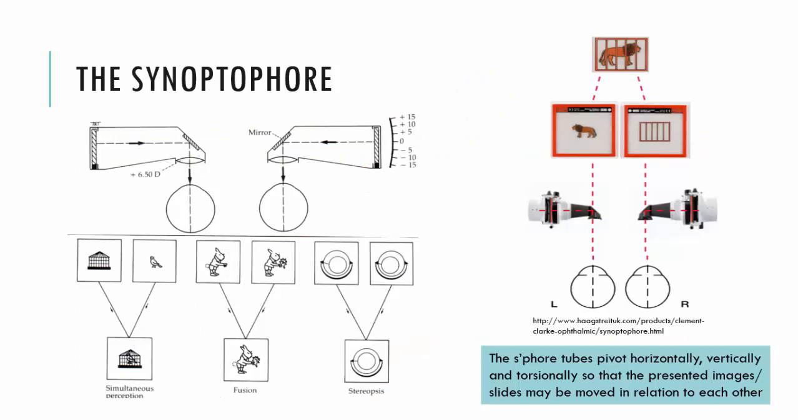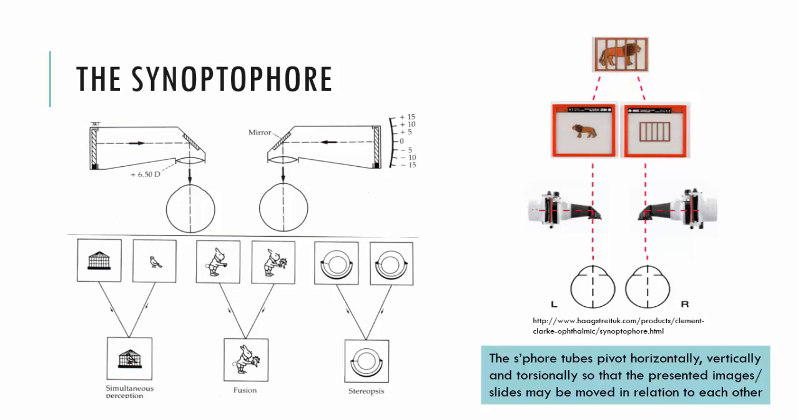And here is an overview of the Synoptophore, where we can see that what we're doing to the patient is we're presenting one image via one tube to one eye, here the lion in front of the left eye, the cage in front of the right eye, and then we're asking the patient to tell us what they see, and in this instance they see a lion in a cage. The lion from the left eye and the cage from the right eye.